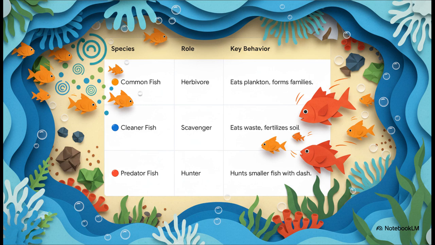The common fish, they're the grazers, kind of the base of the food chain. The predators are the hunters, keeping the population from getting out of control. And the cleaner fish, they're the sanitation crew, recycling all the waste back into the environment. Each species has a very distinct job, and it creates this really delicate, beautiful balance.